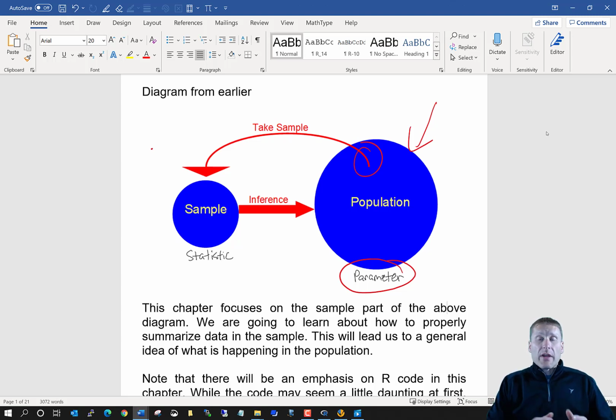The sample is going to be a smaller set of items or objects that we can work with, and we calculate numerical summary measures of those items in the sample. These numerical summary measures are called statistics. We then want to use these statistics to infer back to the population about what the corresponding parameter values are, so we can make judgments about what's going on in that population. So in this section, we'll talk about statistics, but we also will talk about the parameters that we're estimating.